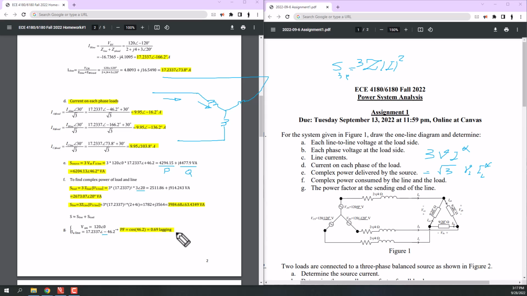0.69 is lagging. The other approach to find this power factor is also the other definition for power factor is P divided by S. We already have calculated P here and also S here. So the other approach is to divide 4294 by 6204, which gives the same value. Again, it is lagging.